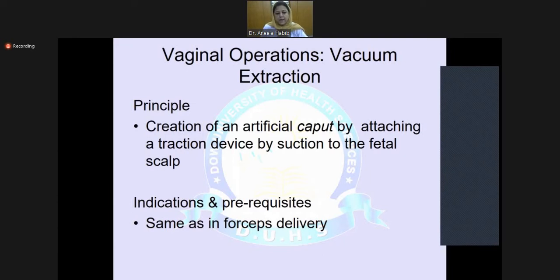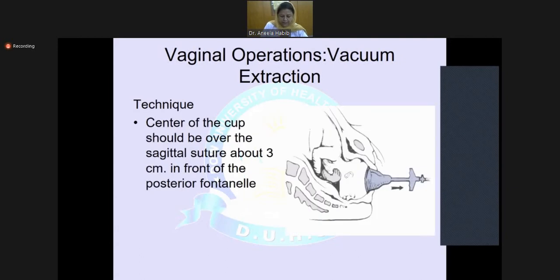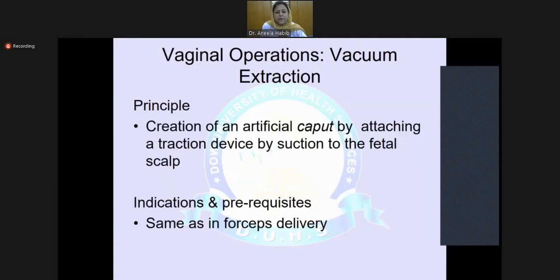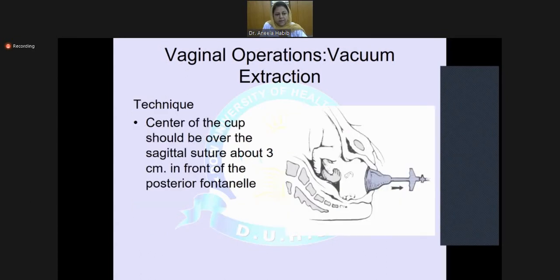Indication and the prerequisites are the same as we have seen in the forceps delivery: the cervix is fully dilated, the head is engaged, the patient is in lithotomy position, the level is at the introitus, the bladder should be empty, the rectum should be empty, and the membranes should be ruptured. All are the same indications and prerequisites for vacuum extraction.